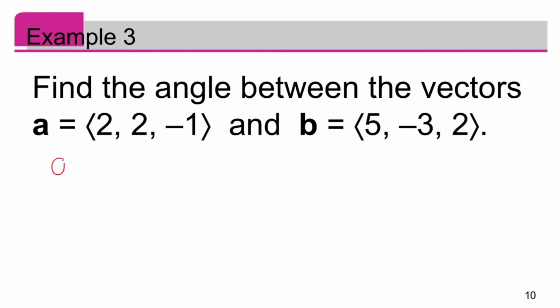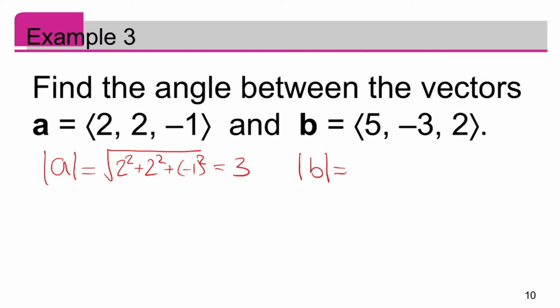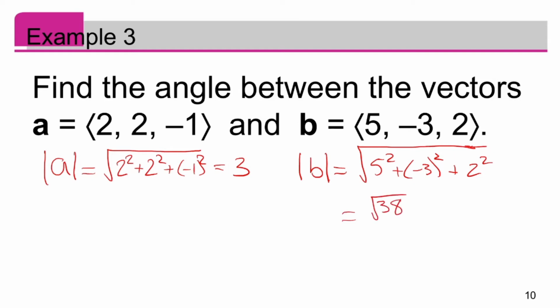So the first thing we need to do is to compute the magnitudes. So that's going to be the square root of 2 squared plus 2 squared plus -1 squared, which happens to be 3. And this is going to be the square root of 5 squared plus -3 squared plus 2 squared, which is not quite as nice as the previous one. That's going to be the square root of 38, if my math is right. Let me double check. 25 and 9, and 4. Yeah, 38.